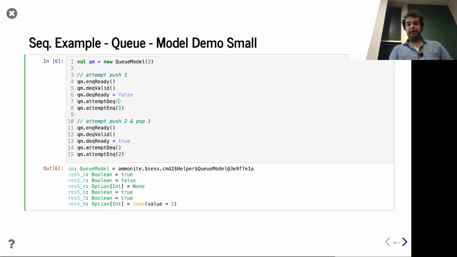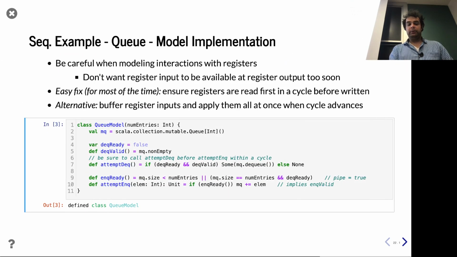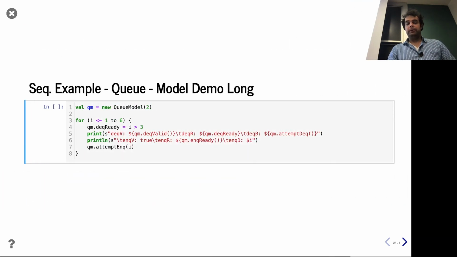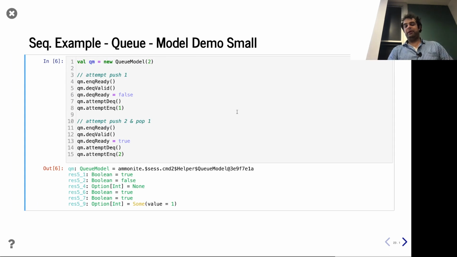And as a reminder, I'll go back to the queue model. We chose to use an option for dequeue to indicate if it's valid or not, right? If it's valid, you get something. If it's not valid, you get none. We could have chosen to trust the user to know that if it's not valid, the value doesn't matter. But this seems like a natural time to try and give more experience using Scala options. Okay, so that was a simple, very manually written test case.